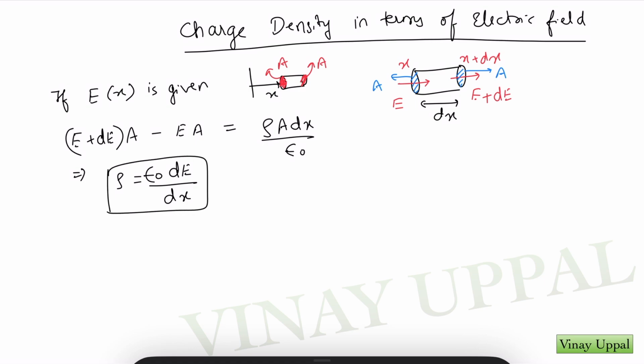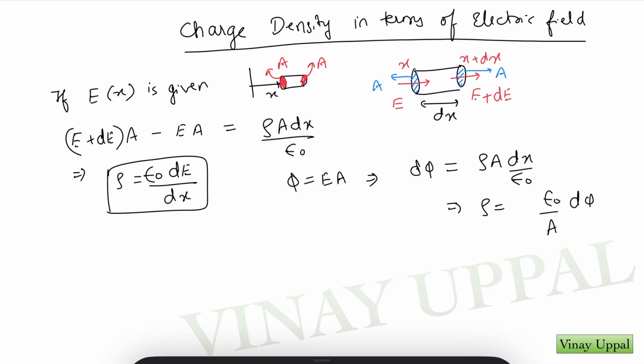So this will be the charge density in terms of the electric field. You can see that for a uniform electric field you will have zero charge density because the derivative will be zero. Now in general, if I define flux as the electric field times the area, then this equation is nothing but d phi, the change in the quantity E times area. So in general I can write d phi is equal to rho A dx by epsilon naught. So rho would be epsilon naught by A d phi by dx.